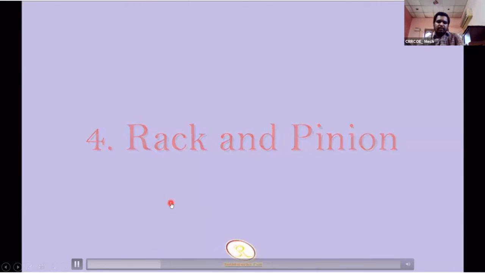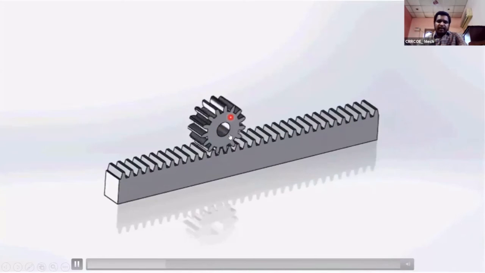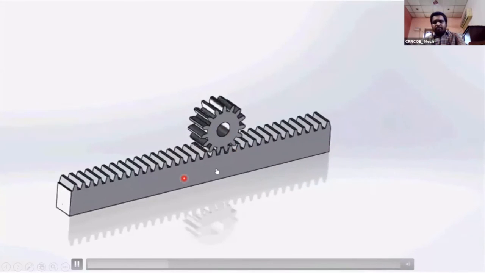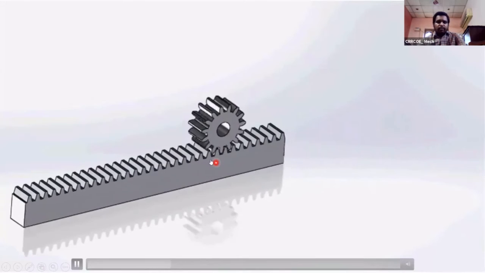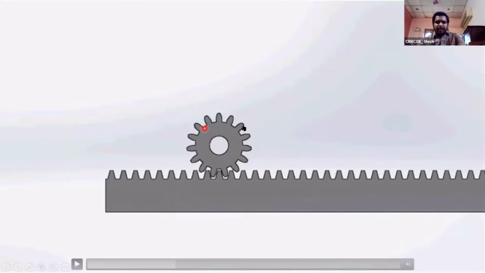Rack and pinion mechanism. Here the rotary motion of the gear is converted into linear motion. Here we have two parts, the rack and the pinion. This is the pinion, and this is the rack, meaning the teeth are in a linear way. Here we are converting the rotary motion into linear motion.